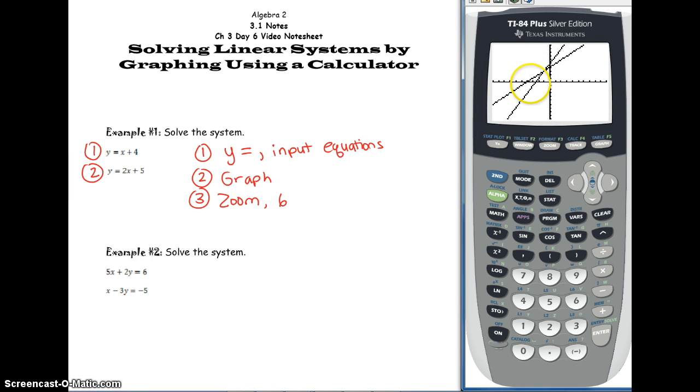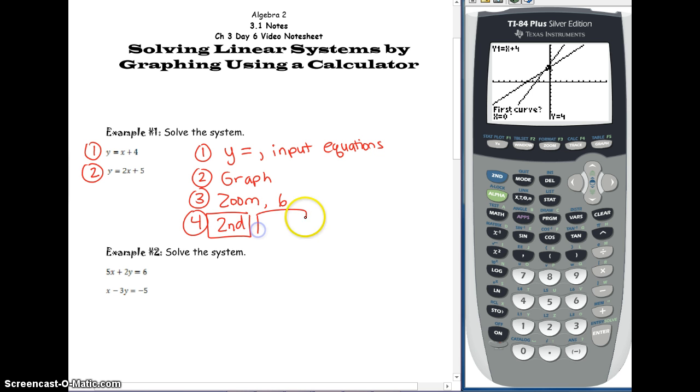Now, what we want to know is where those two lines meet. To calculate the intersection, we go to second trace, and you can see the word calculate right above trace. We're going to calculate not the value, not zero, not minimum, not maximum, but the intersection point, which is number 5. So go ahead and press 5. I'm going to write that down. We press the second button, then trace, then the number 5, okay?